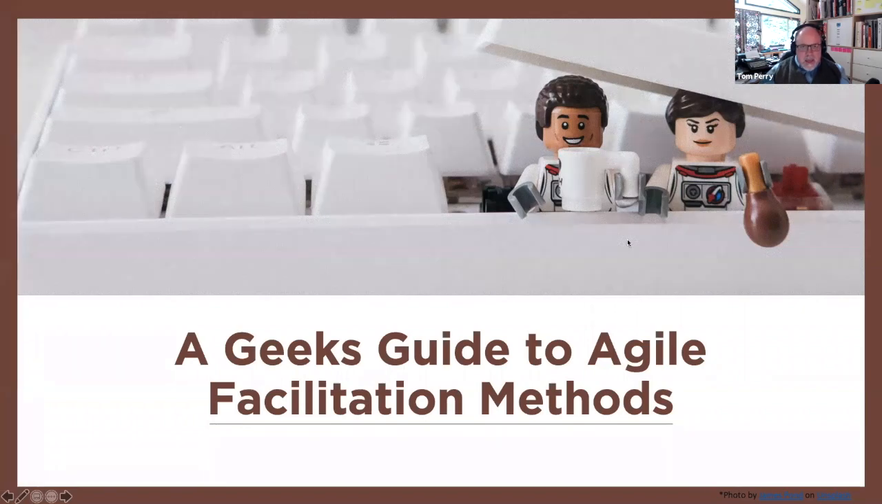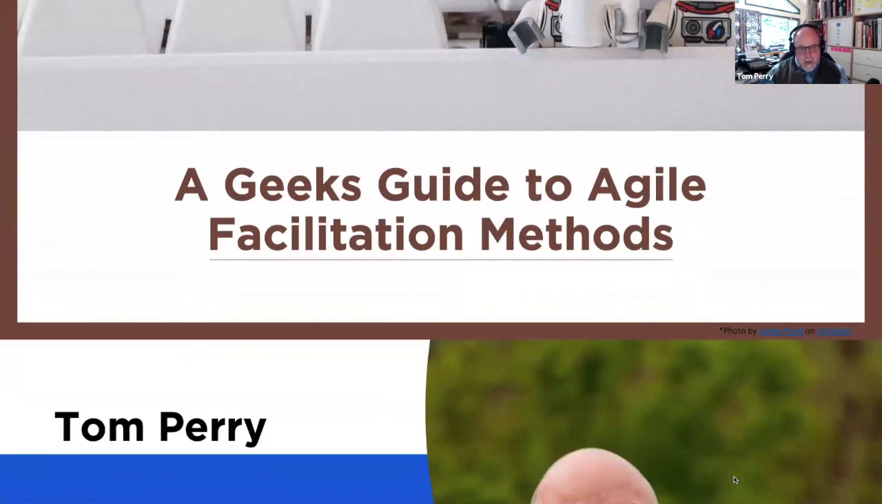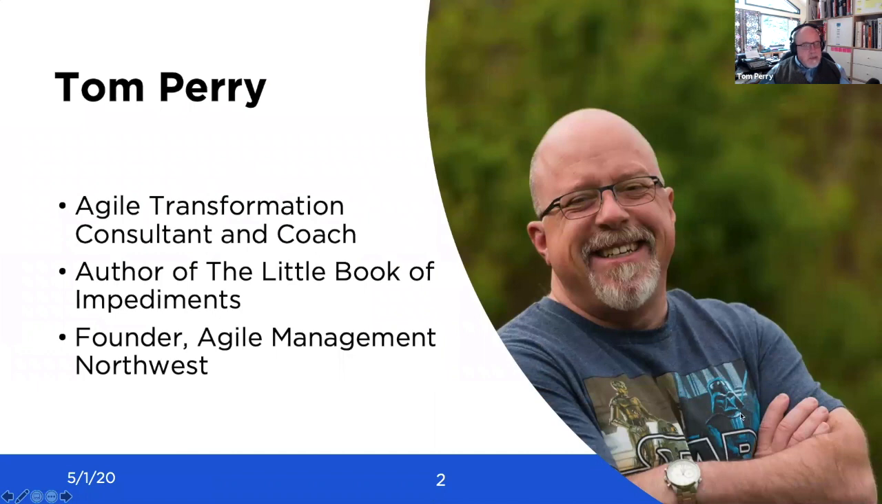So with that said, just a quick introduction. I am Tom Perry, Agile Transformation Consultant and Coach. I am the author of the Little Book of Impediments. I like to do a lot of writing, and so I wrote a little book on the miracle of impediments. I'm also the founder of the Agile Management Northwest Conference, which goes on once each year in the fall.